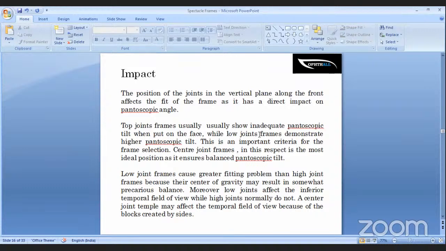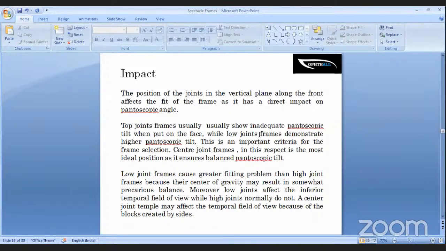Center joint frame in this respect is the most ideal as it ensures a balanced pantoscopic tilt on the wearer's face. Although from the factory, when the frames have come out, they might have a standard pantoscopic tilt of 6 to 8 degrees, as I told you in the previous slides, when you put it on the face, it might look a little changed on different wearers.